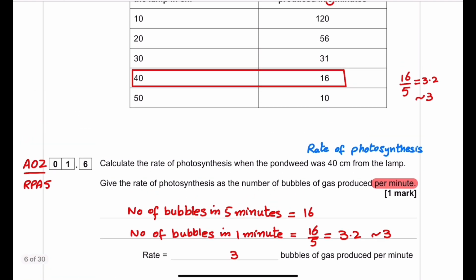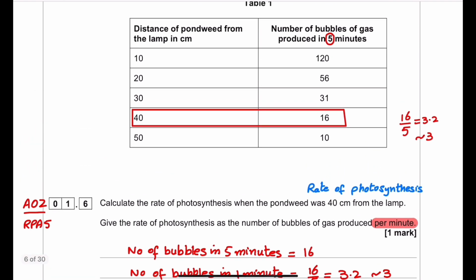If we go back to the table, we can see that as the distance is increasing, the number of bubbles produced by the pond weed is reducing. The reason is, as the distance is increasing, the light intensity is decreasing and it affects the rate of photosynthesis. If less photosynthesis will happen, therefore less oxygen will be formed, or fewer bubbles are formed.